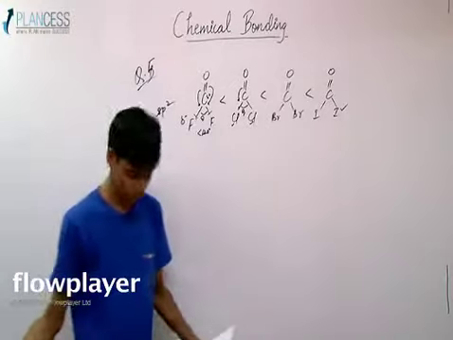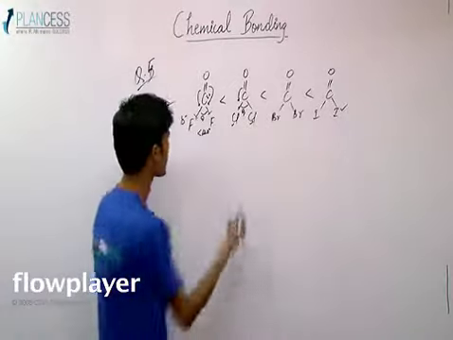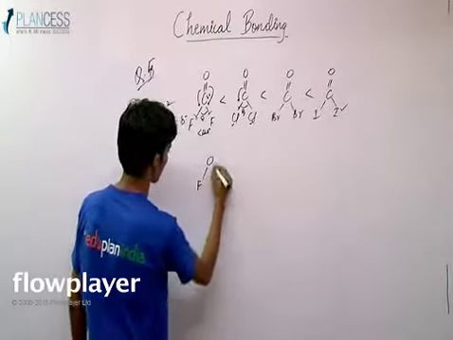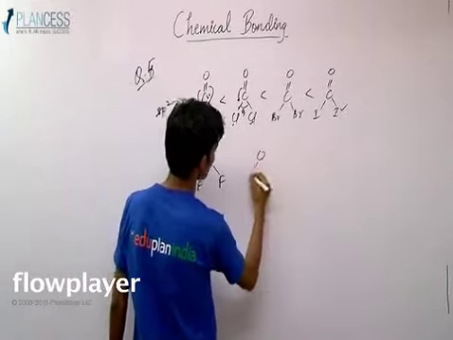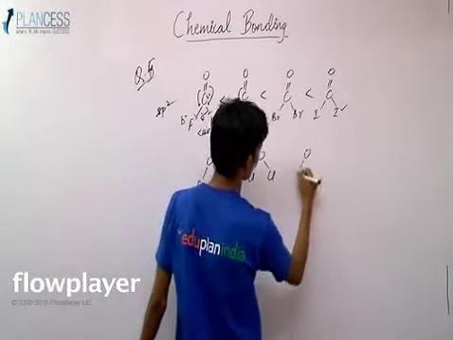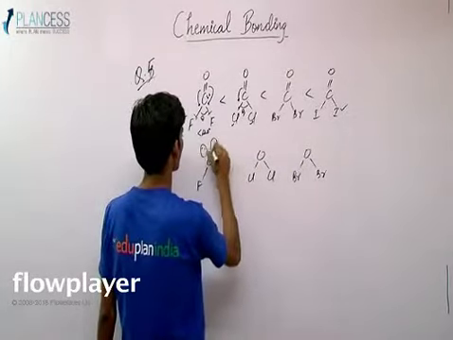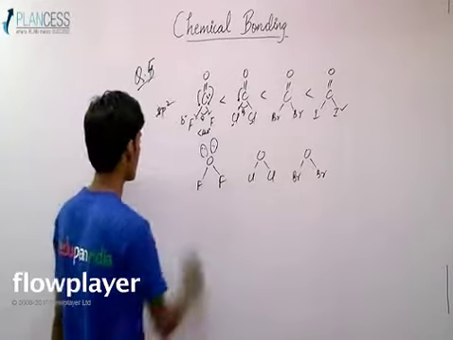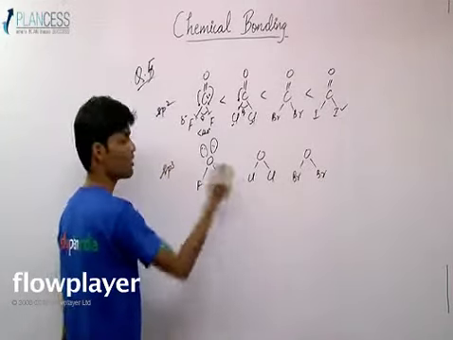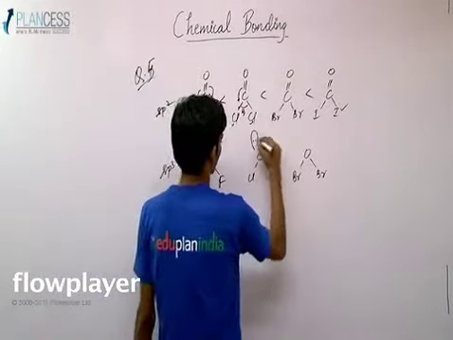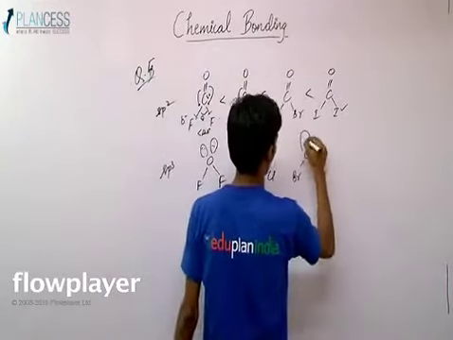Yeah. So the same thing you can apply in, let's say, OF2, OCl2 and OBr2. We know that it has two lone pairs, so two lone pair, two bond pair, sp3 hybridization and V shape. So two lone pair here also, two lone pair here also.